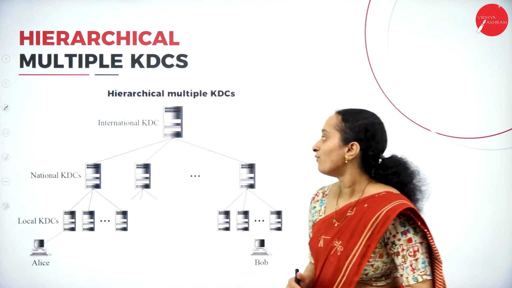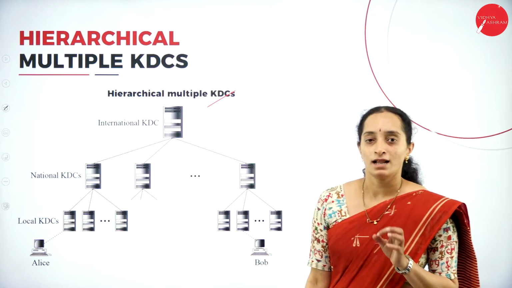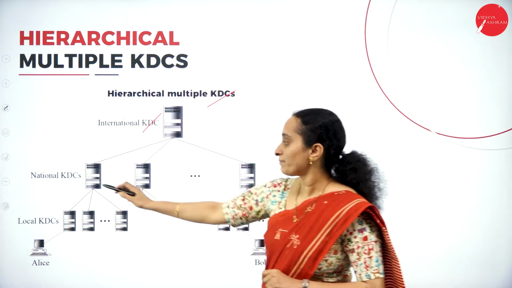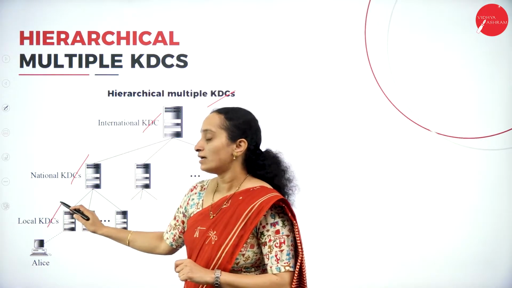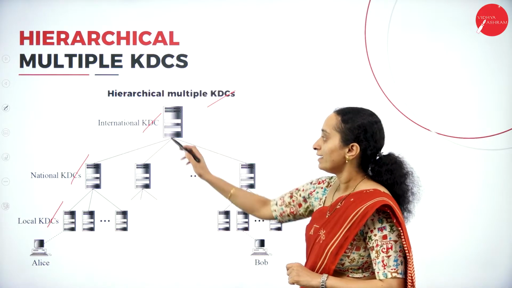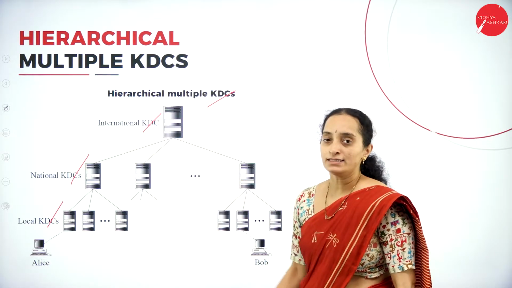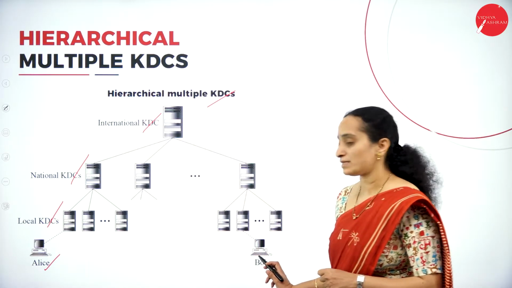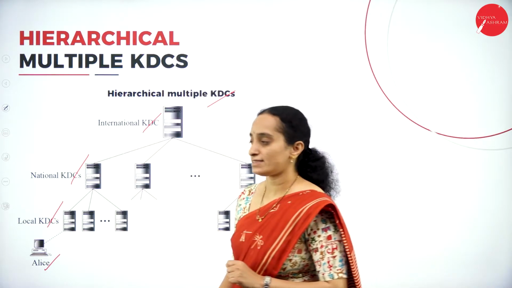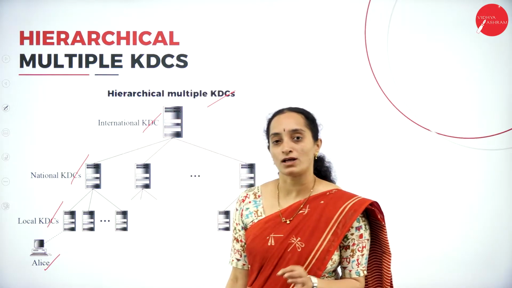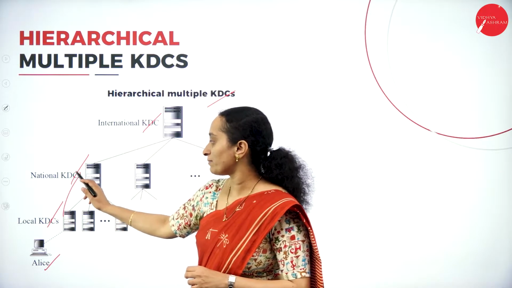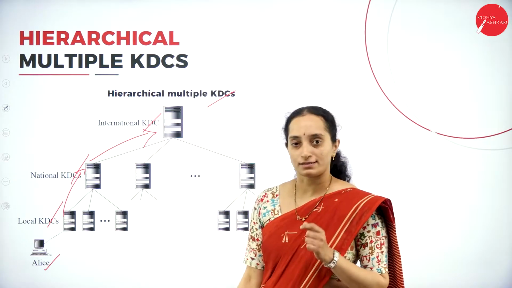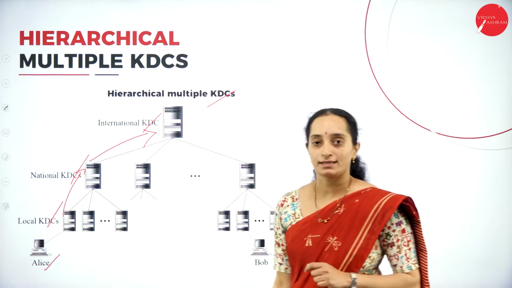So what can we do? For this, we have the hierarchical multiple KDCs. In this, we will have international KDCs, national KDCs and local KDCs. Okay, international KDC, national and local KDC. What does Alice have to do if she wants to send a message to Bob? How does she achieve this? First, Alice sends the request to the local KDC. That request will be forwarded to the national KDC. Now, the national KDC forwards that request to the international KDC.